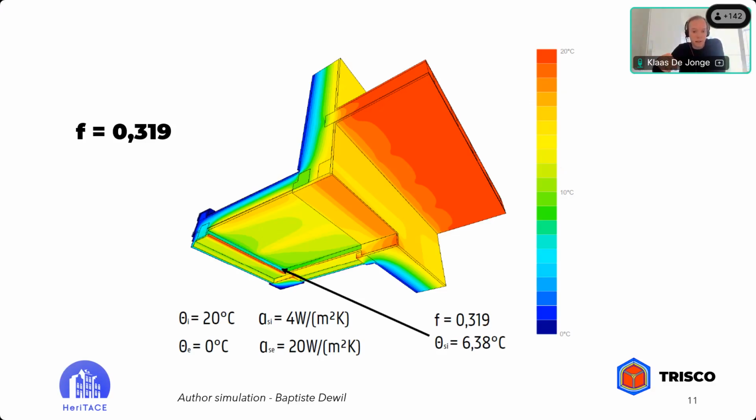In this case, it's indicated with the arrow. The lowest temperature can be found in the wall, just beneath the ceiling. And this then serves as input to our simulation methodology.